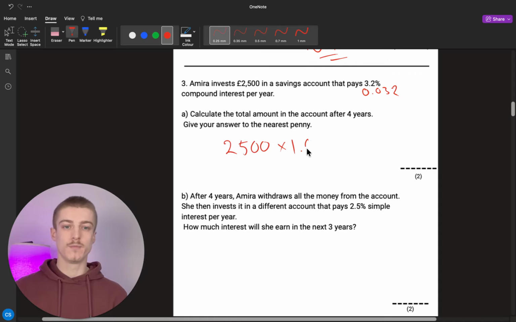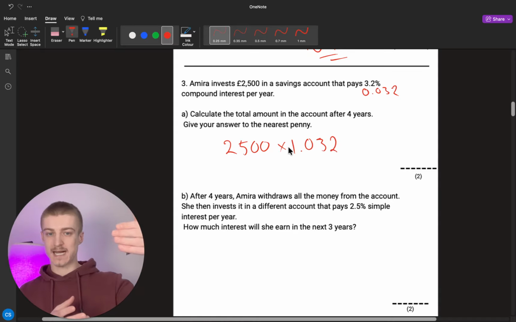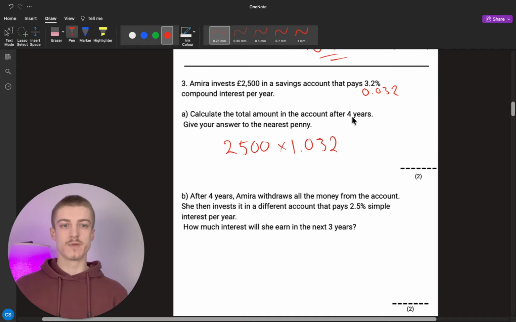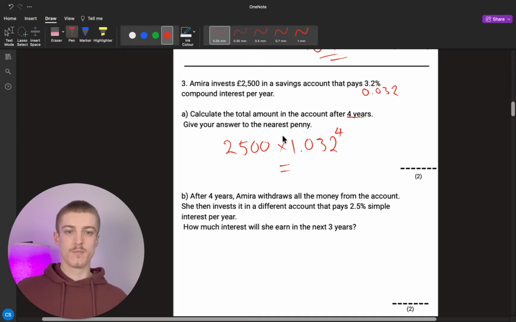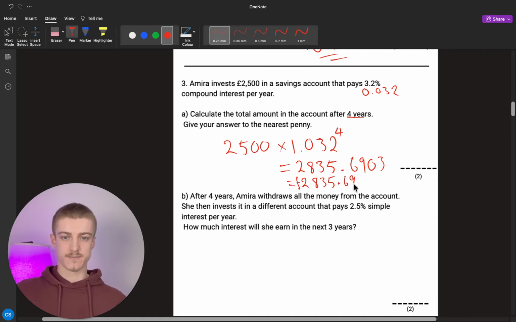2,500 by 1.032. 1 because we're keeping 100% and we're basically adding on 0.032 of the amount. But we're doing this for 4 years, so we're going to put a power of 4 on that increase multiplier there. Putting that into our calculator, we get 2,835.6903. So the nearest penny, this is £2,835, pound symbol, don't forget pound symbol, and 69 pence.